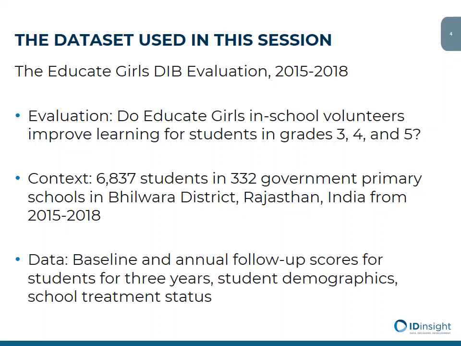And the data that we're going to be looking at includes baseline test scores and annual follow-up test scores for students for those 3 years, as well as some student demographic data and whether the school they were in was a treatment school or a control school. And you can find this data linked at the bottom of the Statistical Inference Bootcamp webpage.